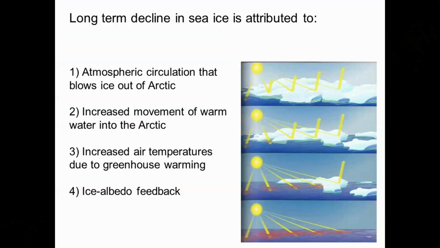You end up with less ice, and you end up with a positive feedback, where eventually you lose all the ice. This is what it looks like as we're in this phase now. We're in the ice albedo feedback phase, where the loss of ice is accelerating as that ice is disappearing.